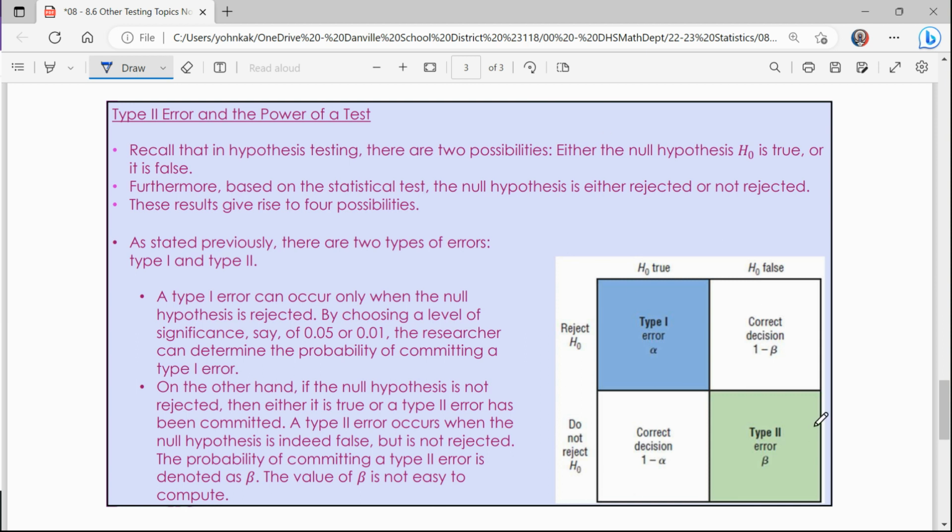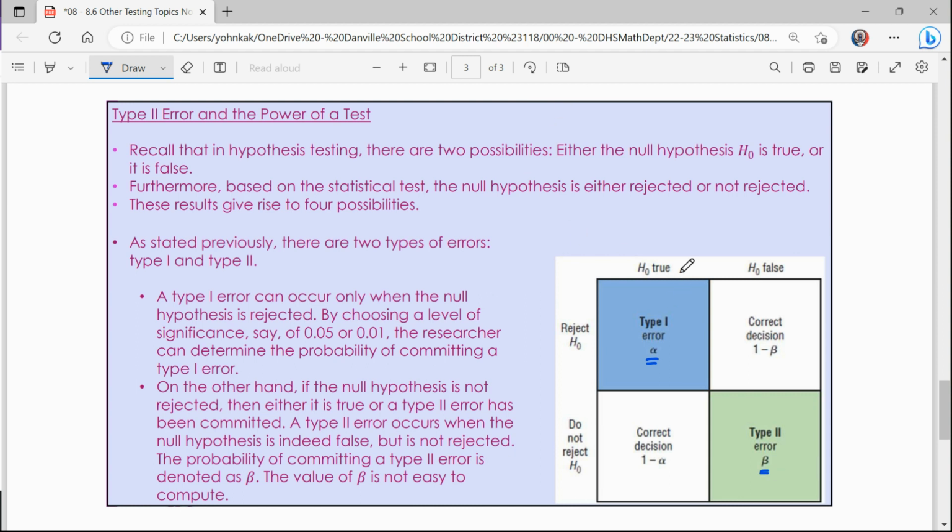So our four possibilities are in this table right here. The null is true and we reject the null. So that's called a type 1 error. The null is false and we reject the null. That's a correct decision. The null is true, but we don't reject the null. That's a good decision. And the null is false and we do not reject the null. That's where we get a type 2 error. So we have our alpha and we have our beta.